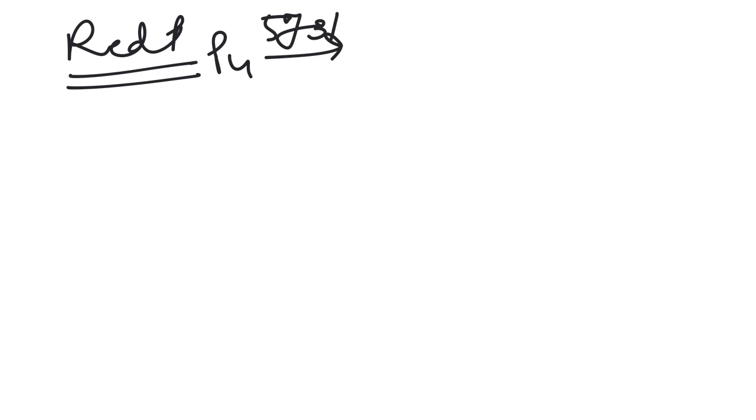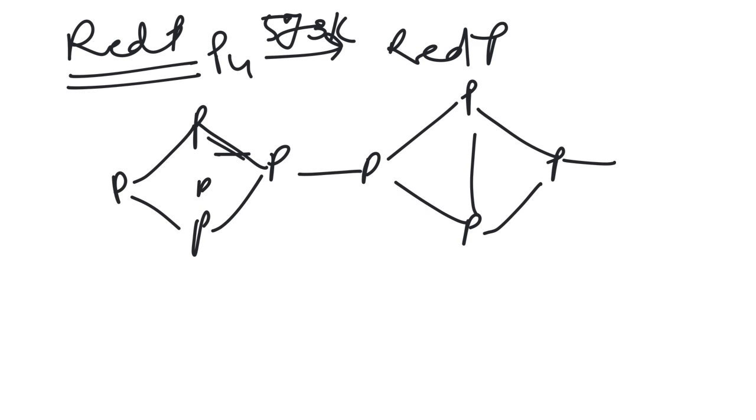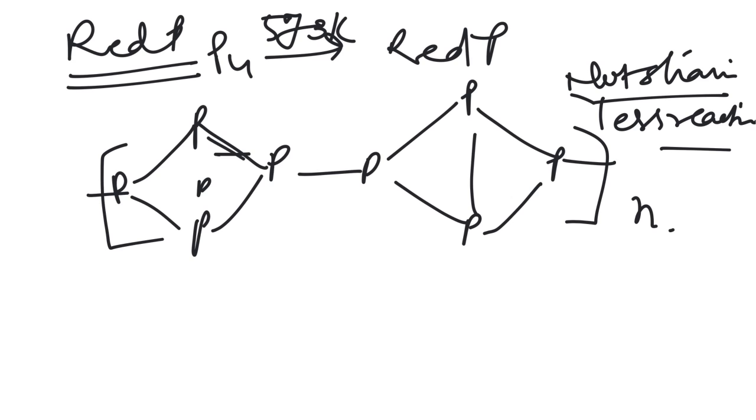Then next type is red phosphorus. That is the allotrope. P4 when it is heated to 573 Kelvin, then you get red phosphorus. And it has a polymeric structure, and the structure goes on like this: P, then P, another molecule, and then n times. So in this structure you can see that it is not strained, and therefore it is less reactive. This P4, which is red phosphorus, is very less reactive.